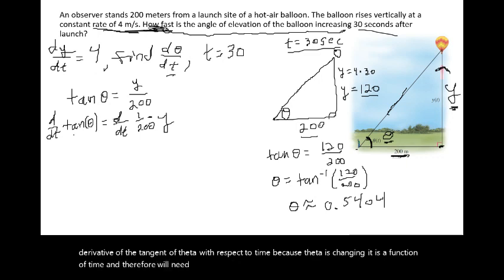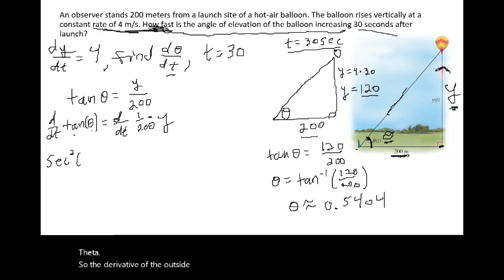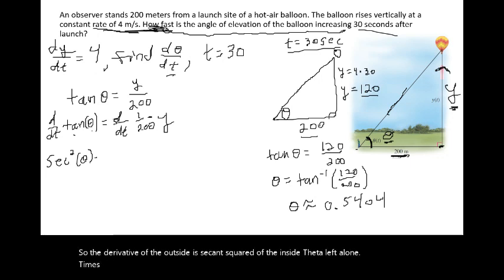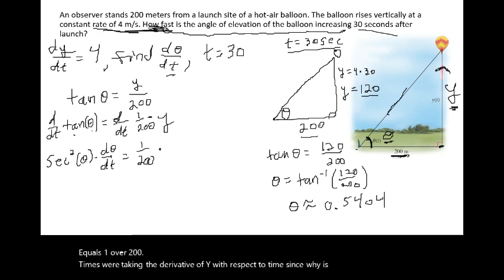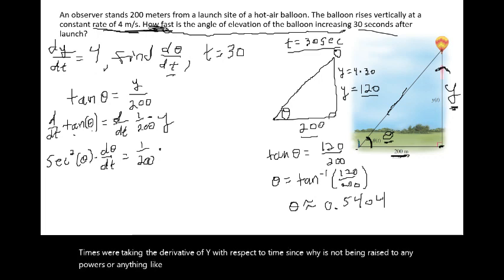The outside function is tangent, the inside function is theta. So the derivative of the outside is secant squared of the inside, theta, left alone, times the derivative of the inside, which is d theta dt, equals 1 over 200 times the derivative of y with respect to time. Since y is not being raised to any powers or anything like that, it doesn't need any chain rule, but it does need to be represented as dy dt because y is a function of time.